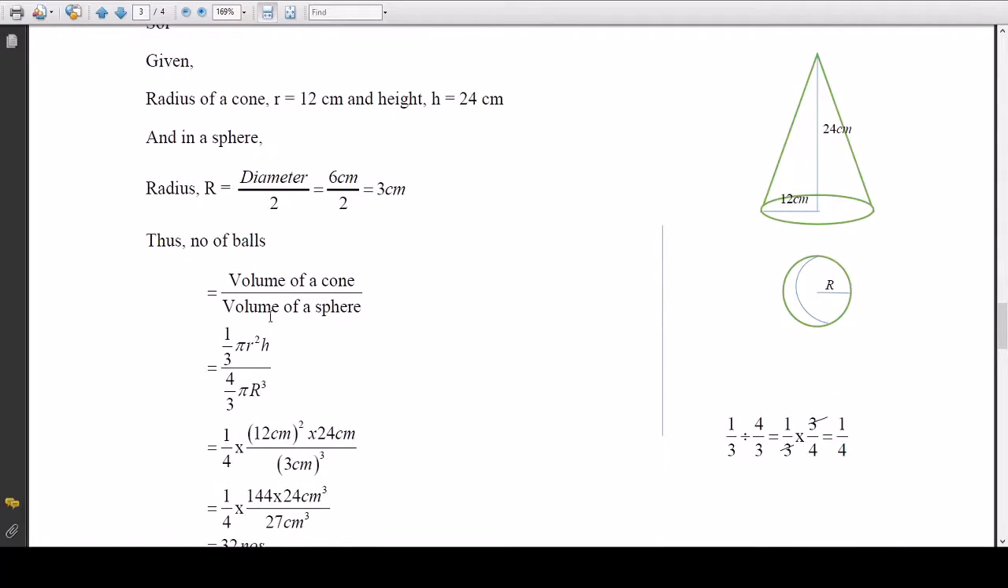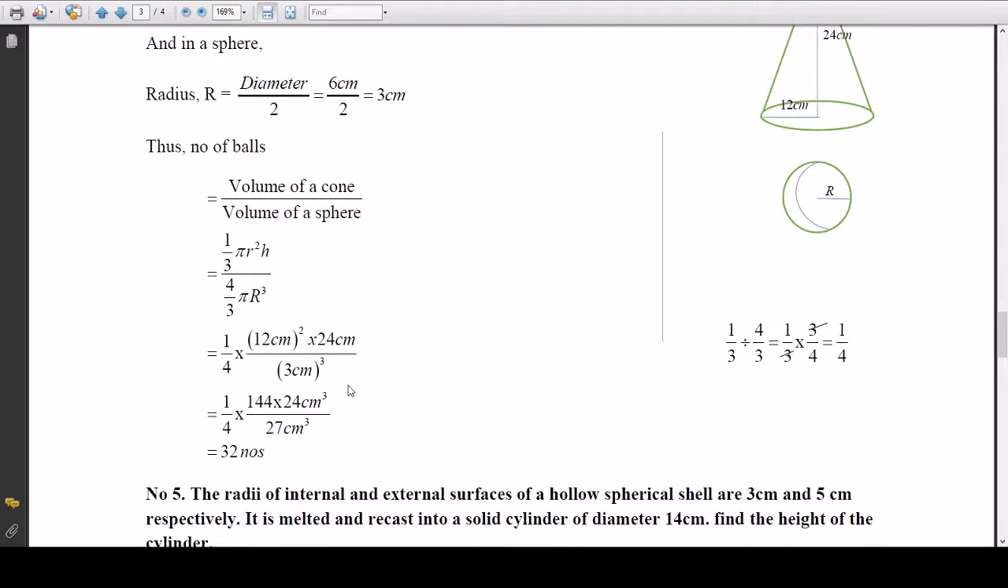Now what is the volume of a cone? It is 1 by 3 pi r square h. The volume of a sphere is 4 by 3 pi R cubed. For the sphere, you have taken capital R to be the radius. Now, substituting the values: r, the radius of the cone, is 12 centimeter, the height of the cone is 24, and capital R, the radius of the sphere, is 3 centimeter.